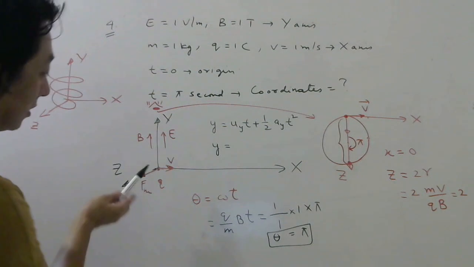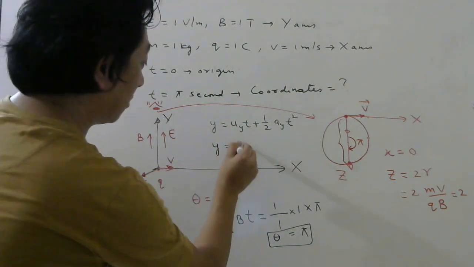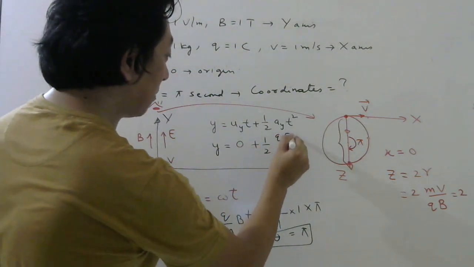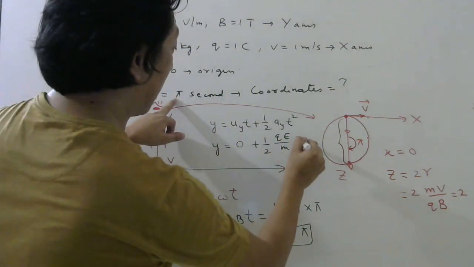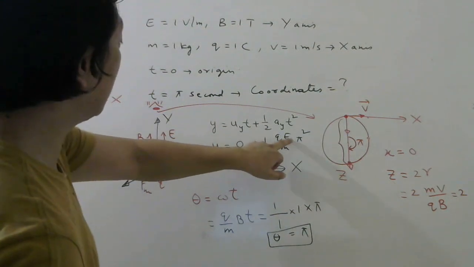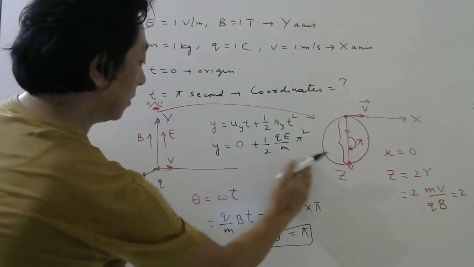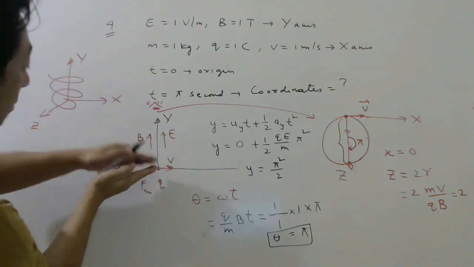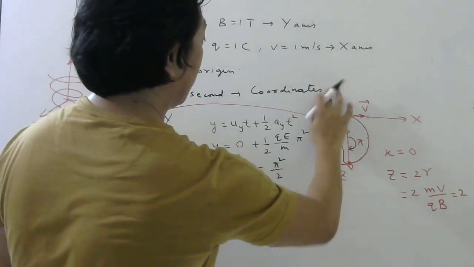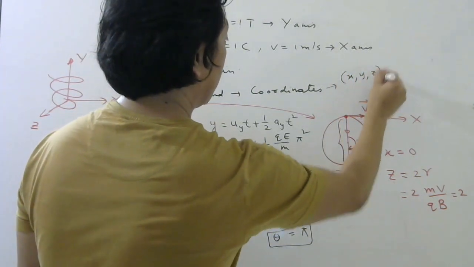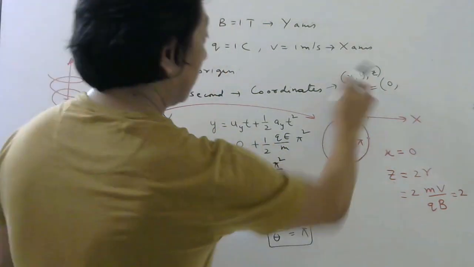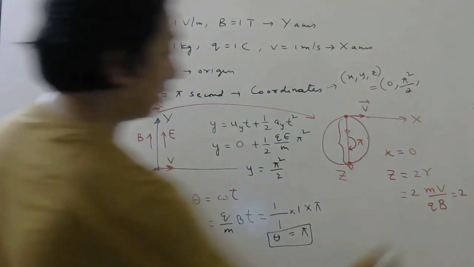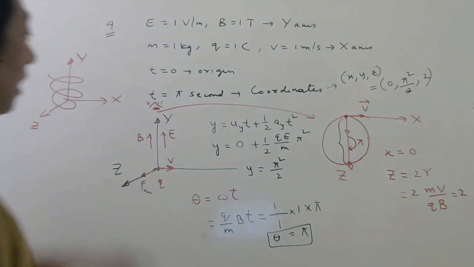What is u_y? Well, initially it was moving along x axis, so there is no y component. Y component of velocity is 0, initial velocity is 0. Acceleration will be qE by m. Time taken is pi, so pi squared. Now, what is q? 1. What is E? 1. What is mass? 1. So, this will be equal to pi squared by 2. And since it is coming up, it will be positive. So, finally, what is the answer for the coordinates? x, y, z. x is 0. y coordinate is pi squared by 2. And z coordinate of the particle will be 2. So, this is where the particle will be after pi seconds.